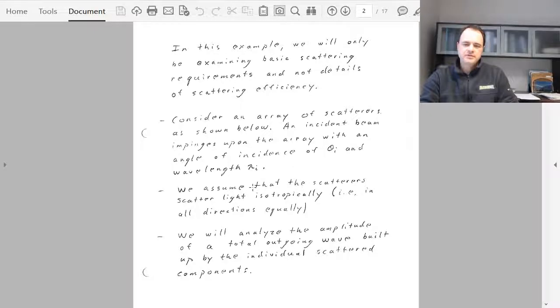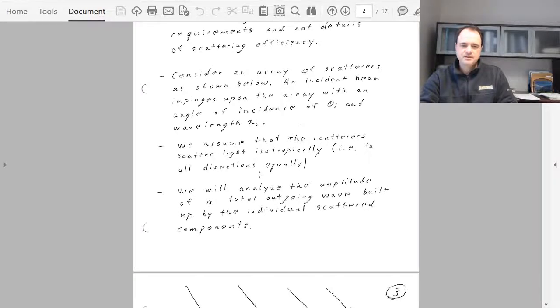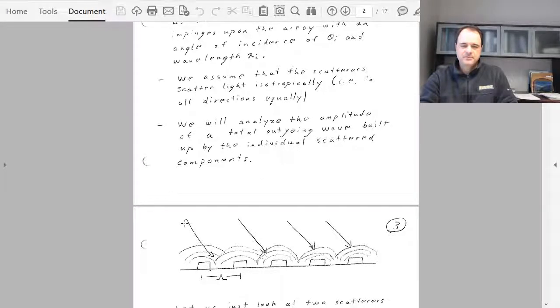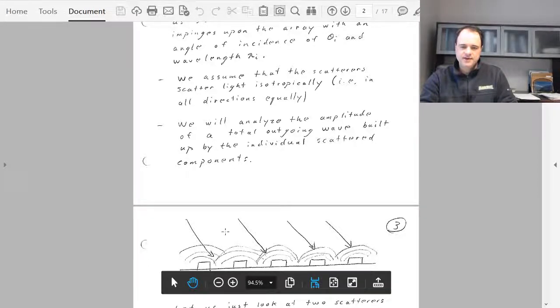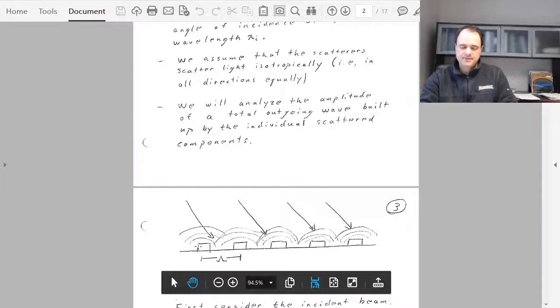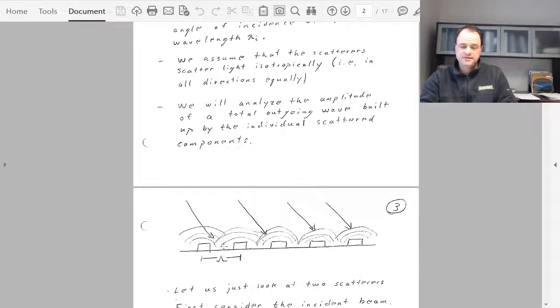So let's consider an array of scatterers as shown on the next page. I'll bring it up here in a moment. Then we have an incident beam that impinges upon the array with an angle of incidence we denote as theta I, and it has a particular wavelength, lambda I, or just lambda. Okay, here we bring it up right here. We assume that the scatterers scatter light isotropically, meaning that when the light comes down, it hits each one of these scatterers, and then each scatterer will generate a scattered wave that is isotropic, meaning equal in all directions.